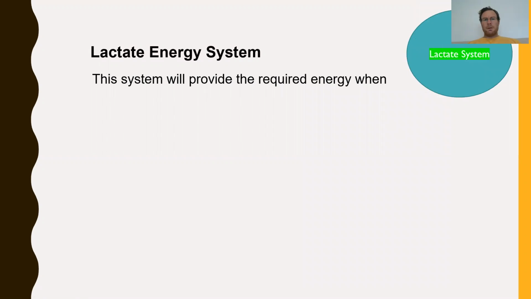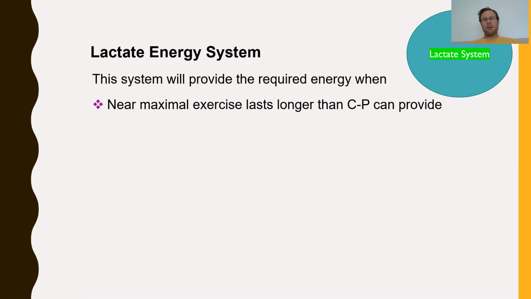So the system will provide energy when we're working hard, near maximal exercise that lasts longer than the creatine phosphate system can provide. So if I'm, let's say, doing a 200-meter race, the start is going to be really fueled. The dominant system is going to be my creatine phosphate system, and then my lactic acid system is going to be working in the background, and it's going to become really critical once I get past that 80-meter phase.